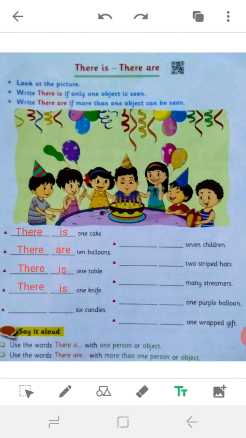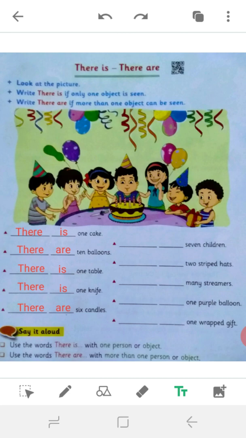Blank 6 candles. Okay, look at the picture. The boy is blowing out the candles. Okay, how many candles are there? 6. Okay, so we use there are. So we will write there are in this blank. Read the sentence. There are 6 candles. Okay, next.